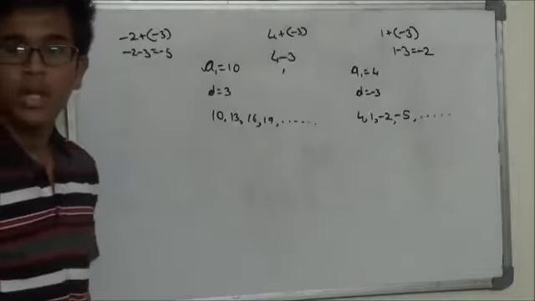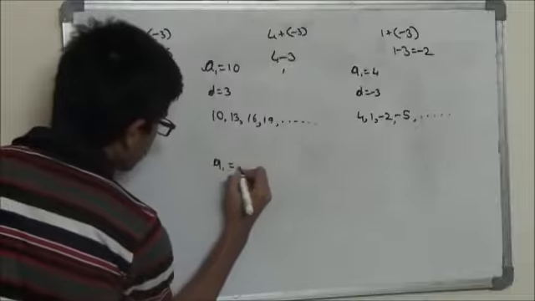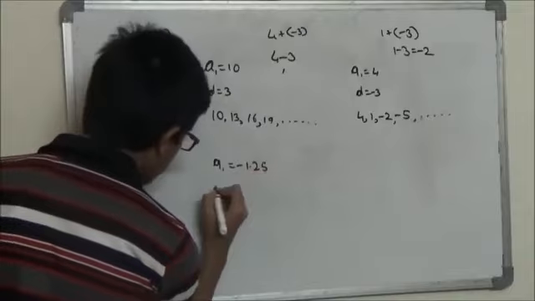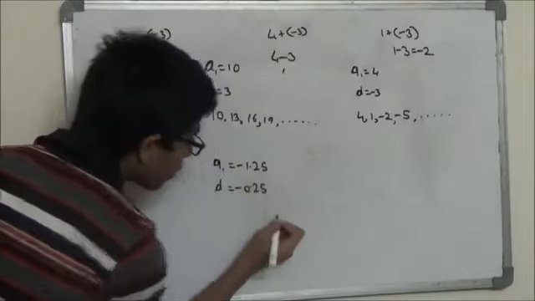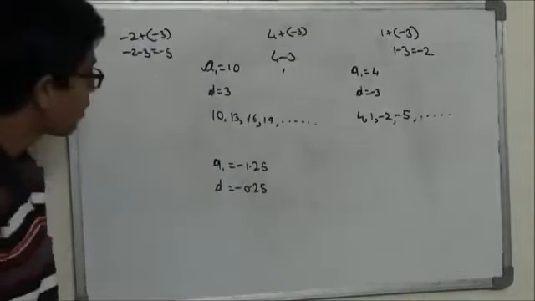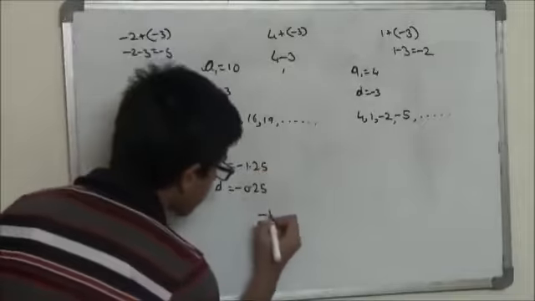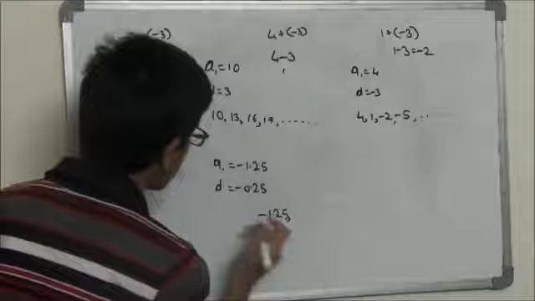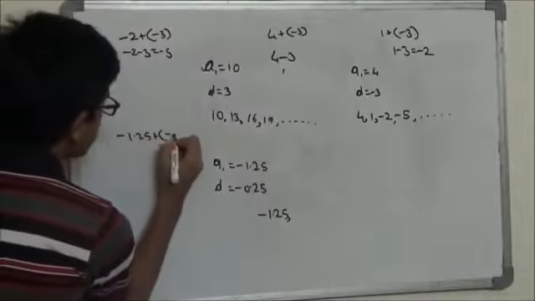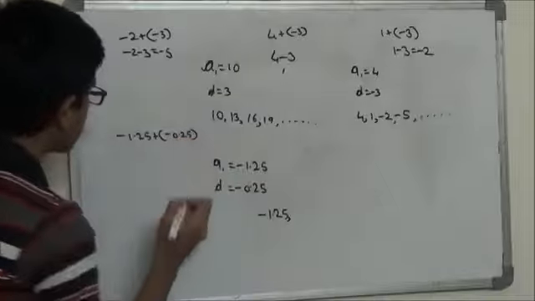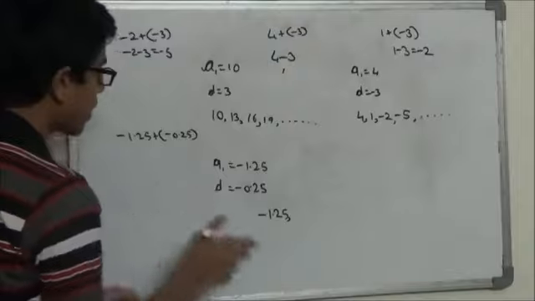So they gave the first term as minus 1.25 and common difference D as minus 0.25. And now we have to write the AP. So the first term is minus 1.25 and next term minus 1.25 plus minus 0.25. Always remember in an AP we have to add the common difference to get the next term, not subtracting it.